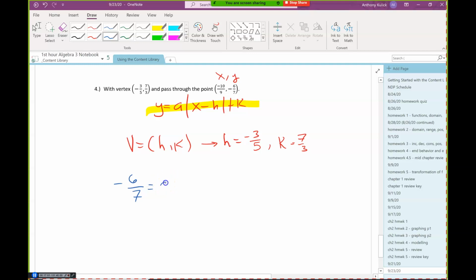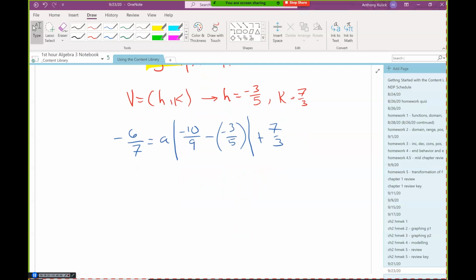So there's Y equals A, that's what I'm looking for, times the absolute value of X minus H, plus K. So far, so good, Megan? Okay. Now all I'm left to do is to solve for A. To do that, I'm going to try to get the A by itself. So I'm going to start by subtracting 7/3 from both sides.